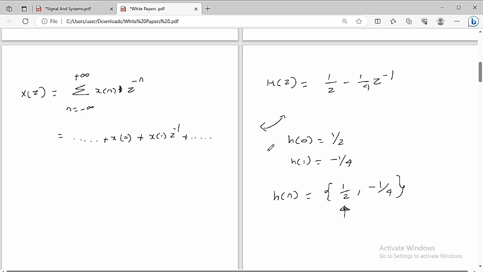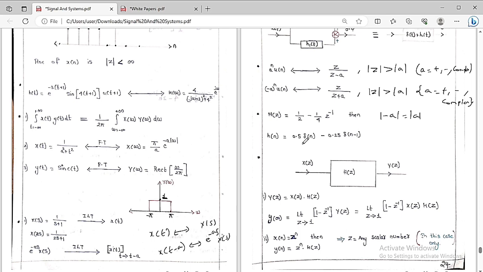We can also write this in the other format. h(n) is 1/2 delta(n) minus 1/4 delta(n minus 1). Here 1/2 is 0.5 and 1/4 is 0.25. Same thing: 1/2 delta(n) minus 1/4 delta(n minus 1). Half means 0.5, 1/4 is 0.25. Same thing I told you.